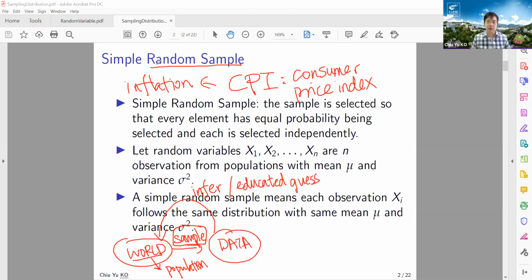Make sure that if you want to be fair or get an accurate answer, the simplest thing is what we call a simple random sample. That is to make sure that every single element has an equal probability of being selected, and each is selected independently. And that is very difficult, right?